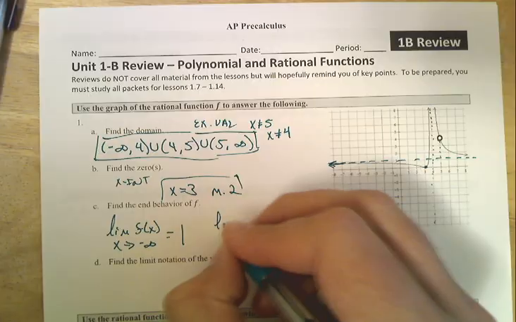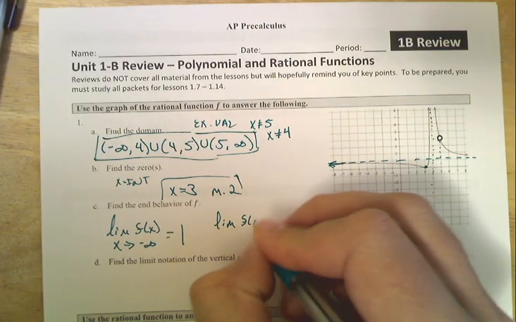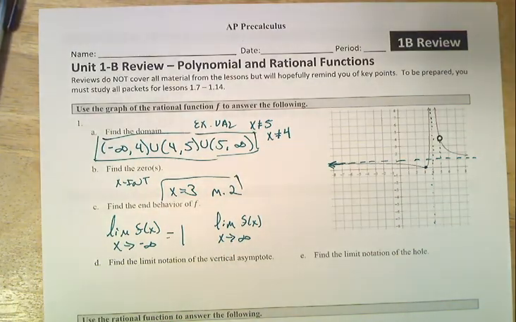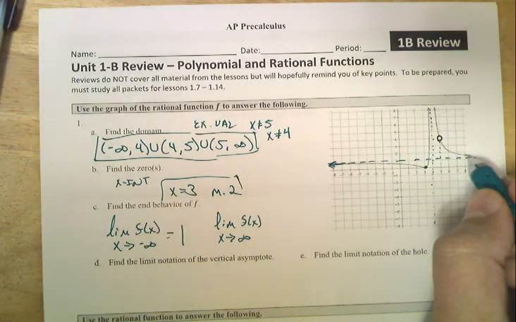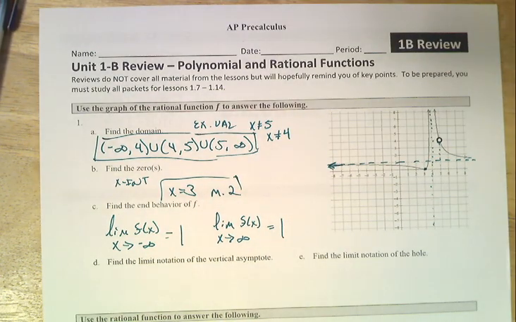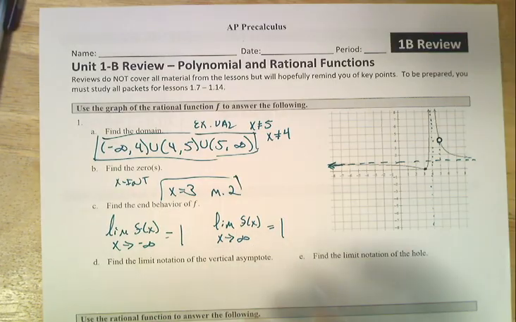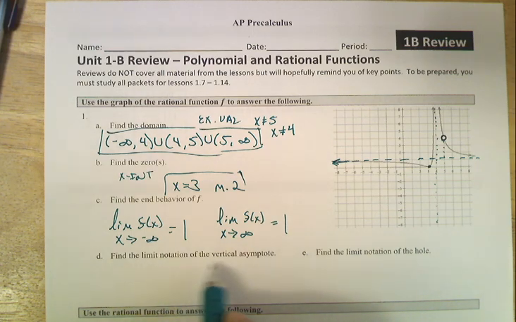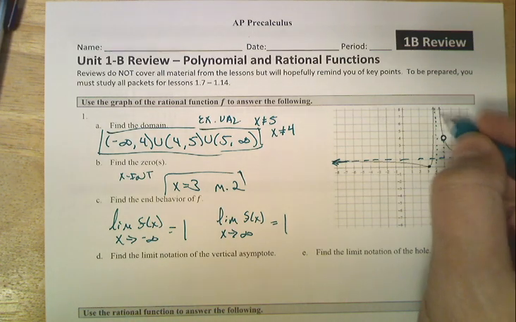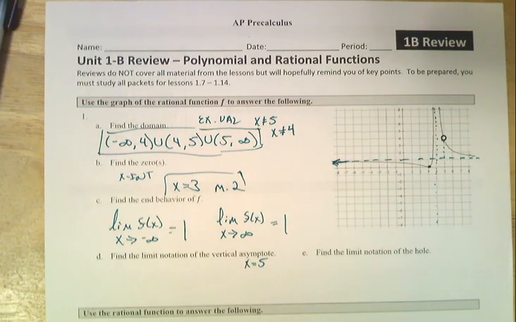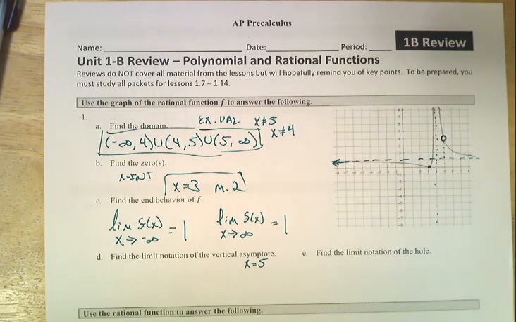And then the other side, the limit of our function as x approaches positive infinity, that is also going to be 1. It is the horizontal asymptote. So if there is a horizontal asymptote, that will always be your end behavior. Find the limit notation of the vertical asymptote. So the vertical asymptote happens at x equals 5 is our vertical asymptote.